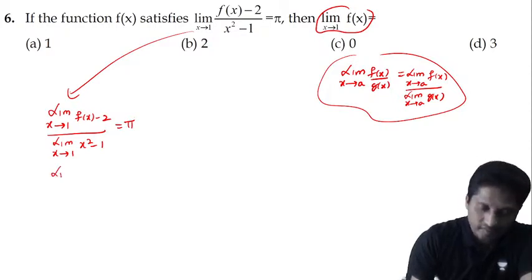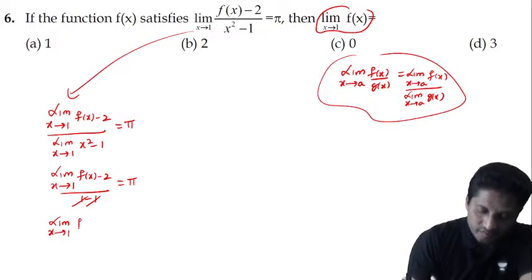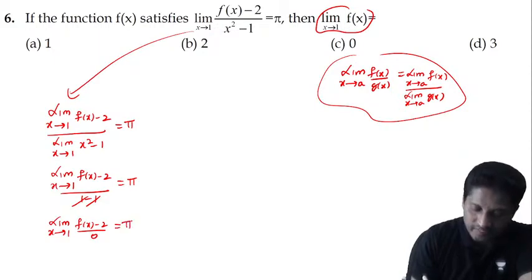Now the limit as x tends to 1 of (f(x) minus 2) divided by (x minus 1) is equal to pi. The 1 minus 1 will cancel to 0. So the limit as x tends to 1 of (f(x) minus 2) whole divided by 0 is equal to pi. I'm writing all the steps, guys.